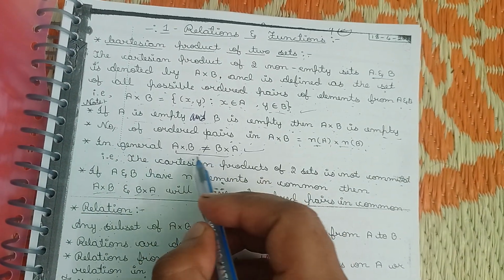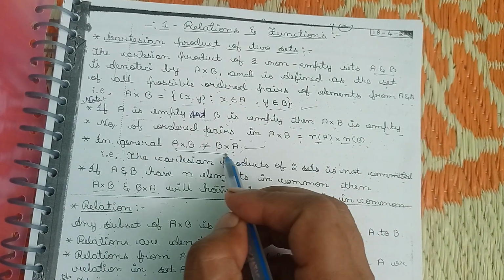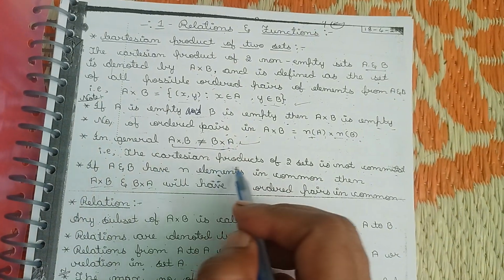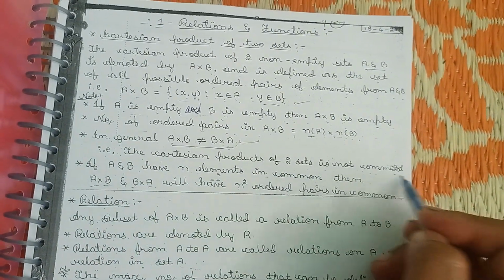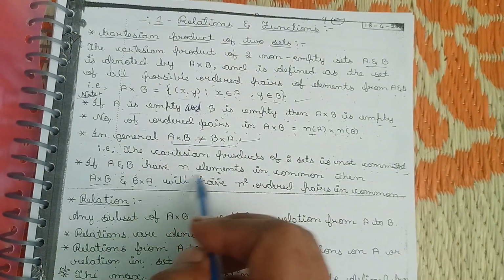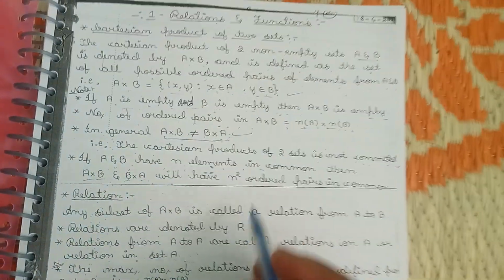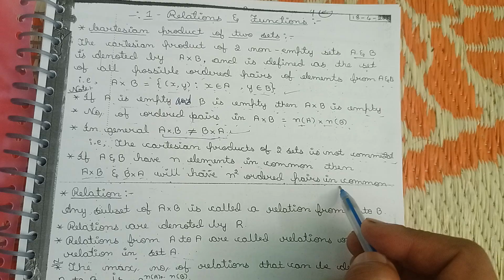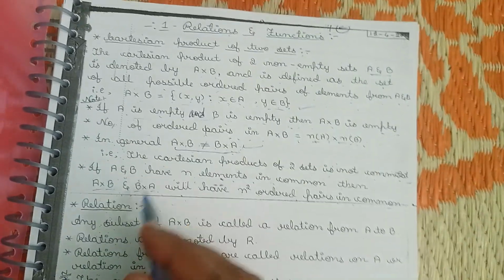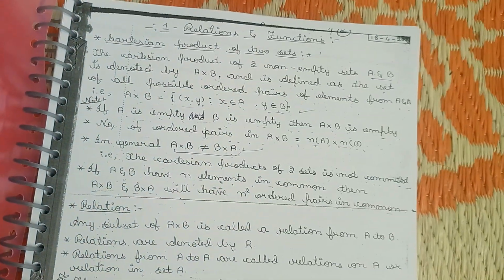We will discuss this further in depth. A cross B is not equal to B cross A, since the Cartesian product of two sets is not commutative. If A and B have n elements in common, then A cross B and B cross A will have n square ordered pairs in common. So this is a basic introduction to the Cartesian product of two sets.